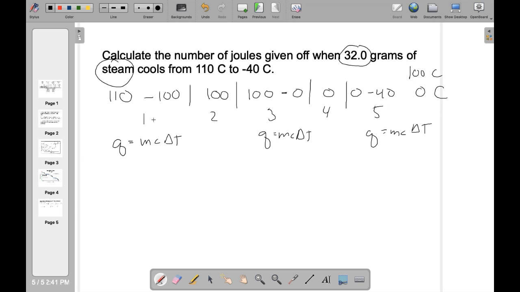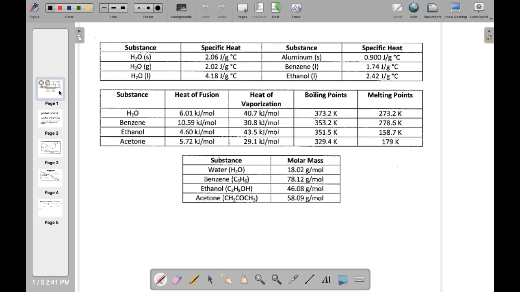So we have 32 grams. Let's go ahead and do this one first. 32 grams. And we need to use the specific heat of water, actually the specific heat of steam. Let's go up to our diagram here. We have the specific heat of water when it is a gas. It's 2.02 joules per gram Celsius.